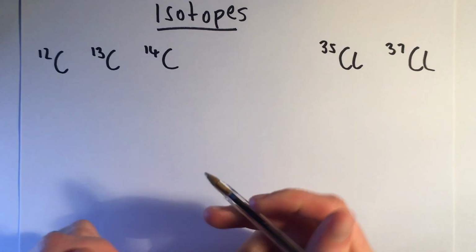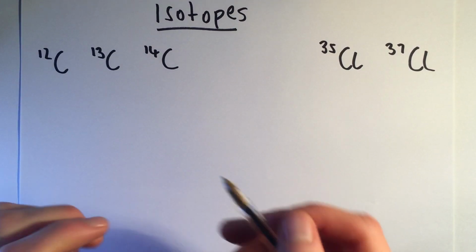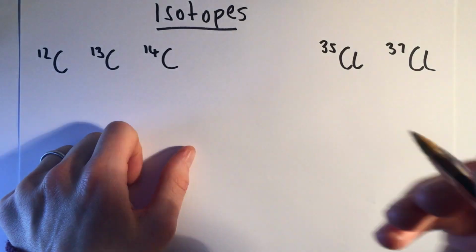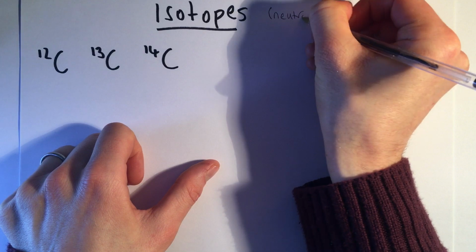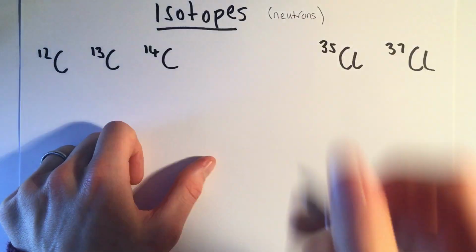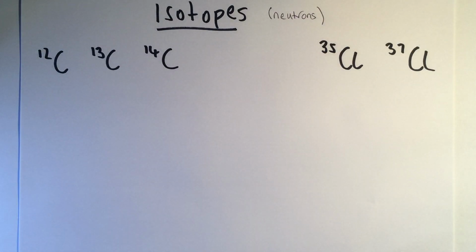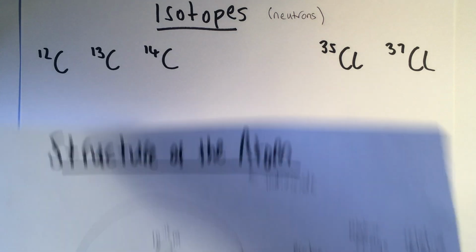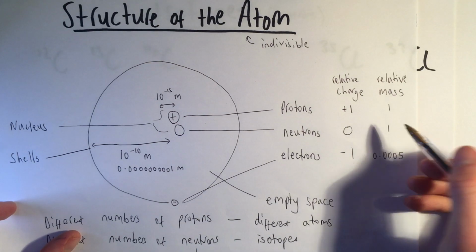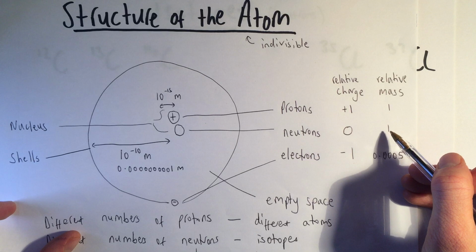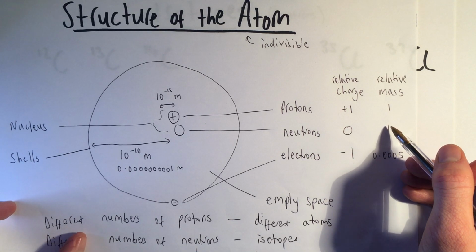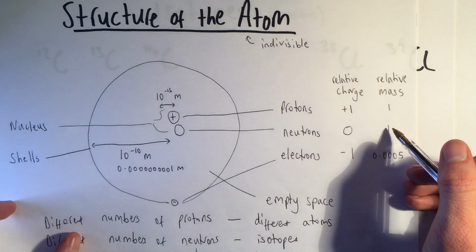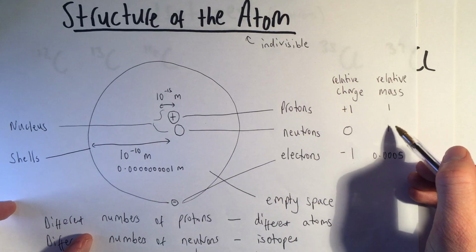We're going to look at isotopes in this video. Isotopes are different types of the same atom, and they have to do with the number of neutrons. We know from a previous video that neutrons don't have a charge, but they have a mass. So they're one of the particles, along with protons, that's responsible for the mass of the atom. So we're going to expect these different types of atom to have different masses.